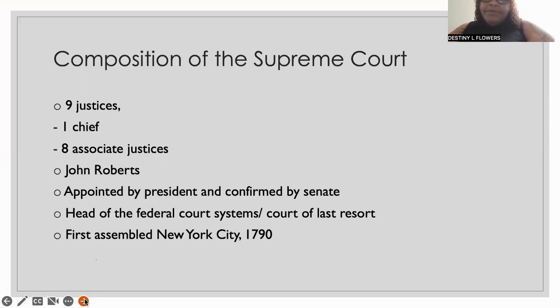To be on the Supreme Court, a judge must be appointed by the president and confirmed by the Senate. In the Supreme Court, there are always one Chief Justice and 8 associate justices, unless a seat is waiting to be filled. The current Chief Justice is John Roberts.